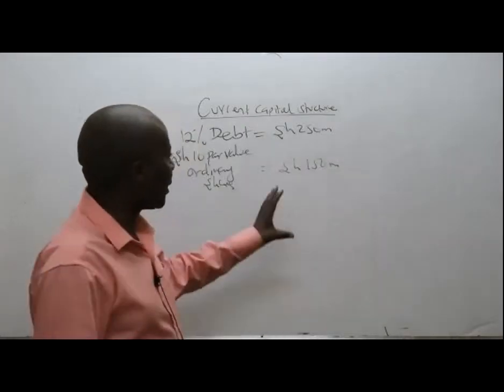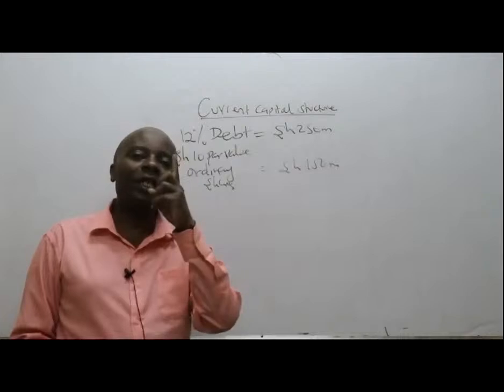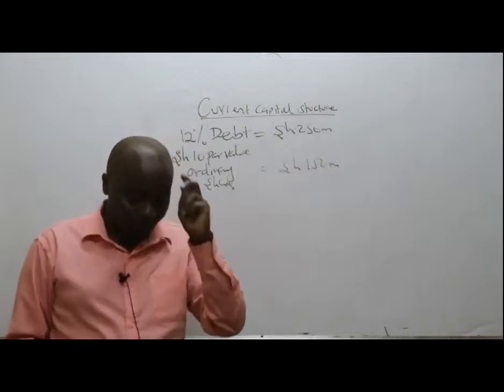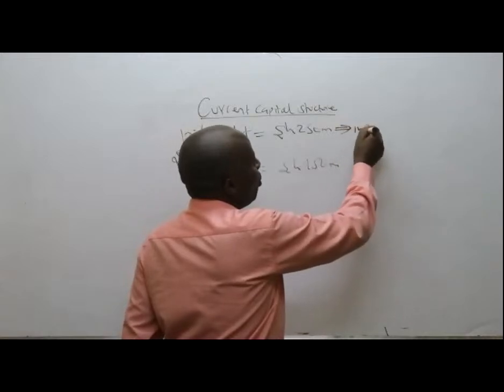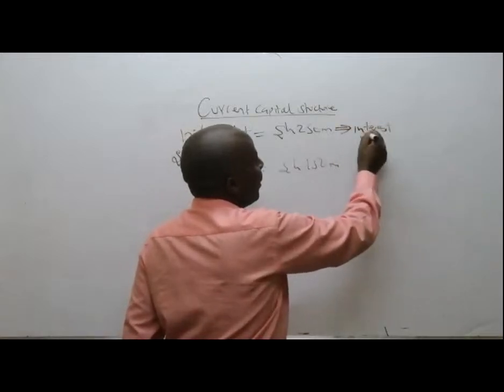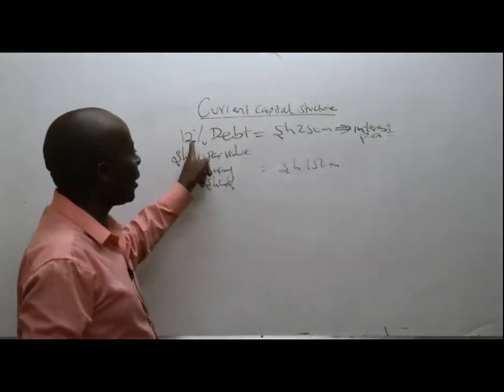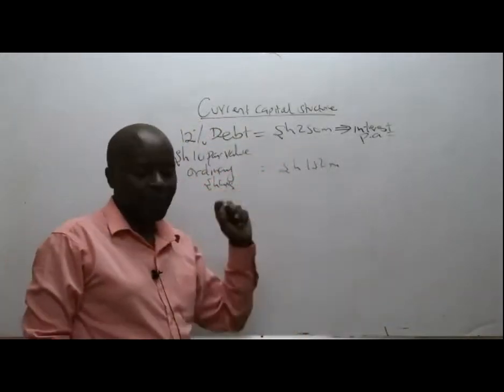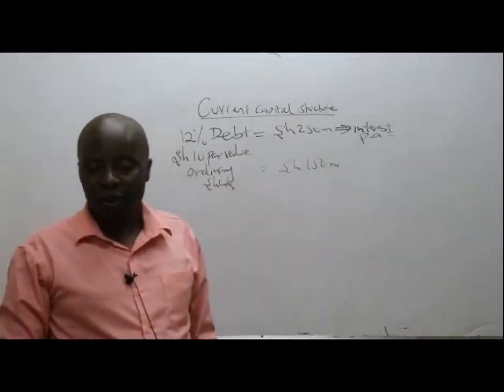Now, two things. When I see this kind of a capital structure, I'll be interested in the interest. I would want to know the interest amount payable. We want to know the interest per annum. This is 12% debt. So what is 12% of shillings 250 million?